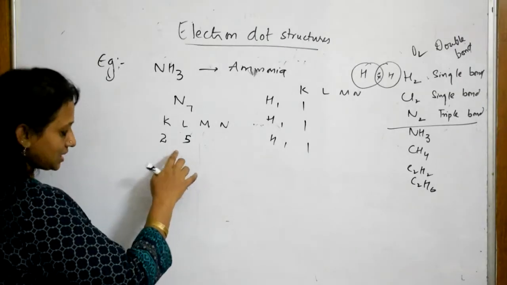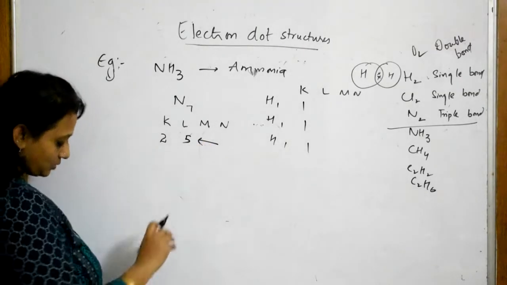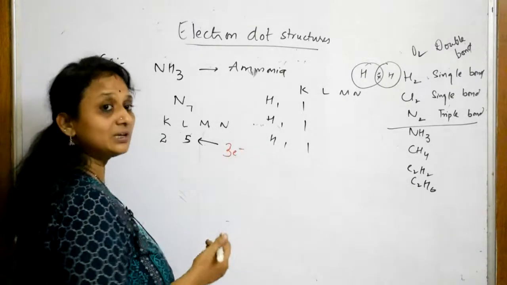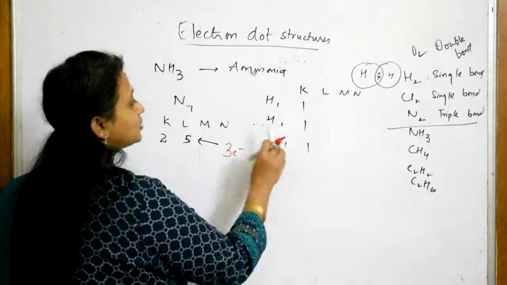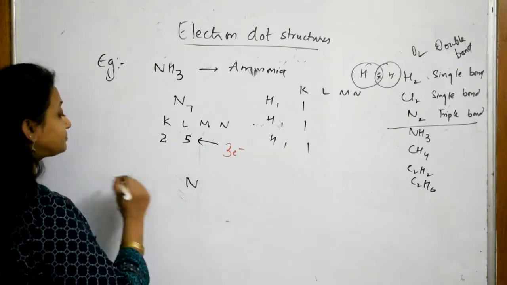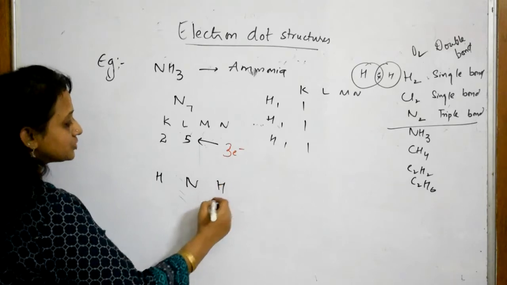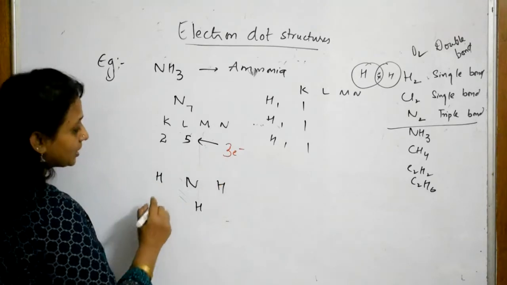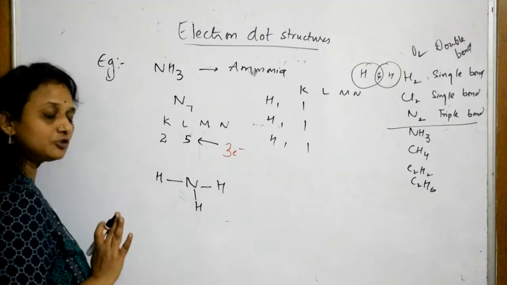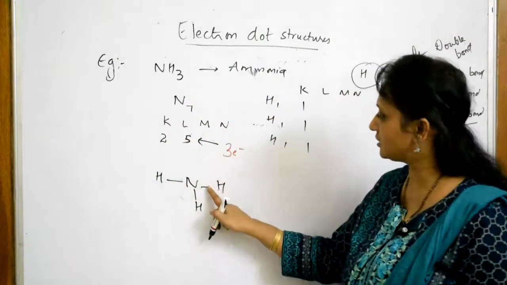Now, to become stable, how many does it require? It requires 3 electrons, isn't it? It requires 3 electrons. Who will give these 3 electrons? Hydrogen is going to give. How does it give? Nitrogen is here. Hydrogen, hydrogen, hydrogen. This is the form. They all form 1 bond. Now I have to draw the structure of this. See, already 3 electrons are gone.